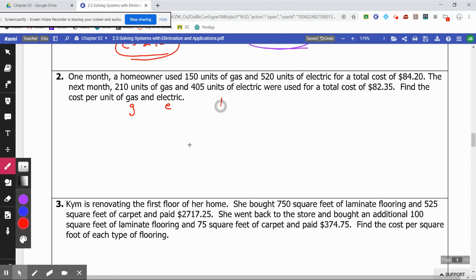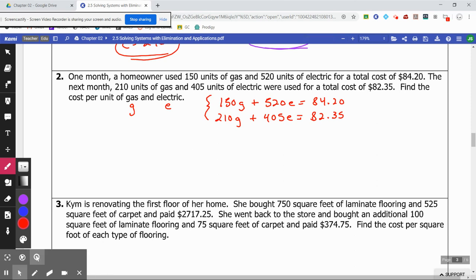So 150 units of gas plus 520 units of electricity was a total cost of $84.20. The next month, 210 units of gas plus 405 units of electricity cost $82.35. So there's your system. Now we just got to figure out, do we want to do it with substitution elimination? Now with such large numbers, really neither one of them is going to be a great method.